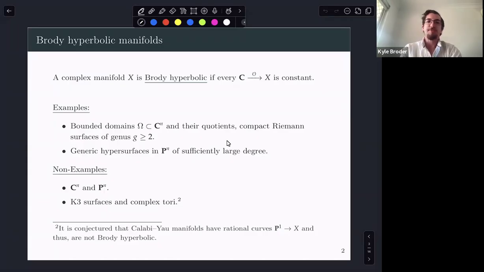Such examples exist in abundance, actually. For instance, one could take any bounded domain in C^n. That would certainly be Brody hyperbolic. And this property descends to its quotients. So you could take, for instance, a ball quotient, and a very nice example of that would be a compact Riemann surface of genus at least 2.